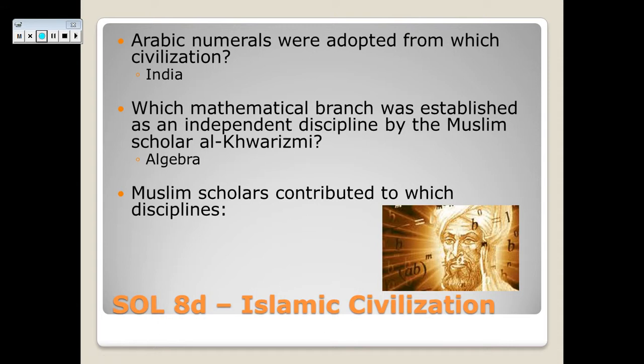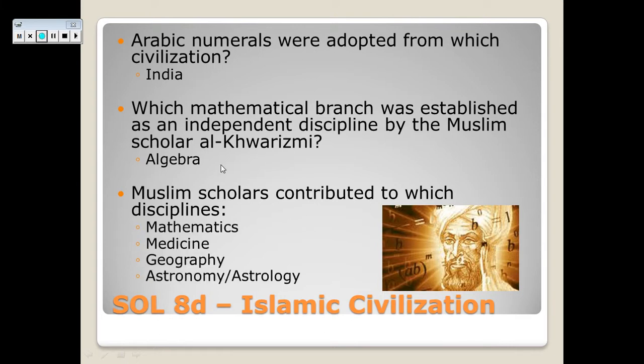Muslim scholars contributed to which disciplines? Math, medicine, geography, astronomy, and astrology are all going to be things that are improved upon during this golden age of Islam when the capital is in Baghdad.